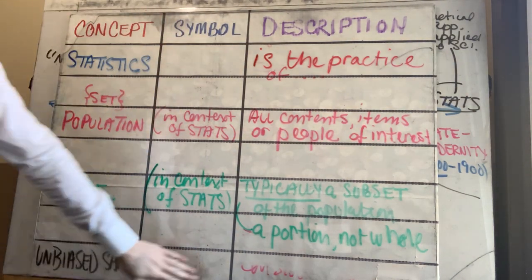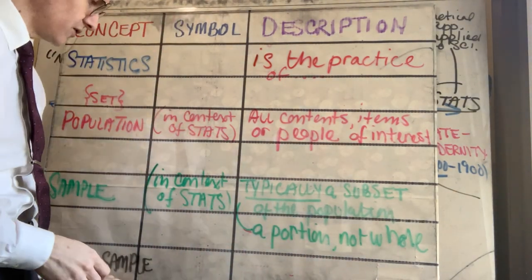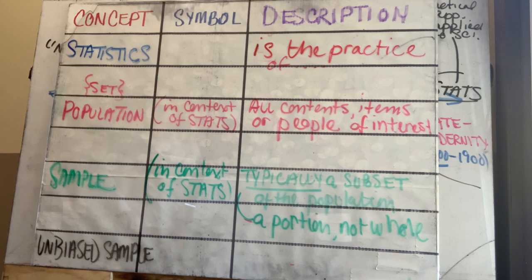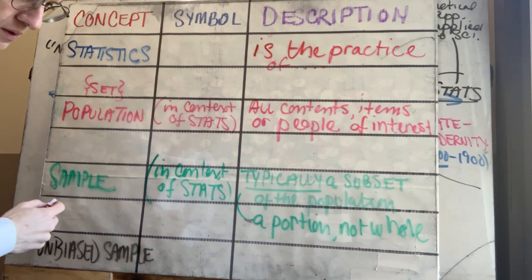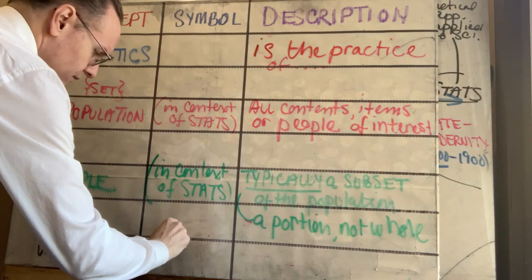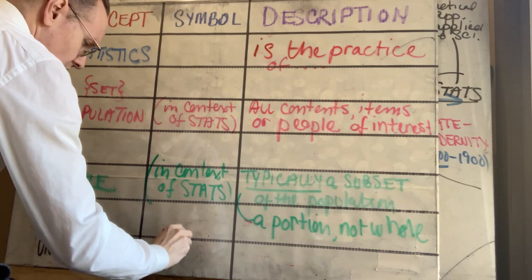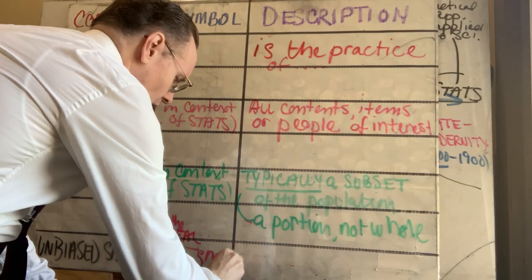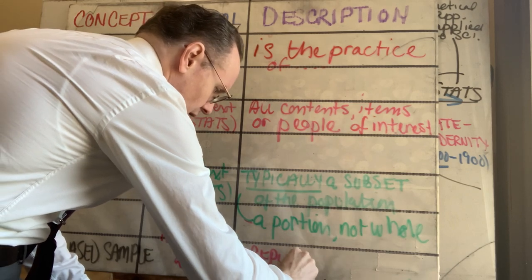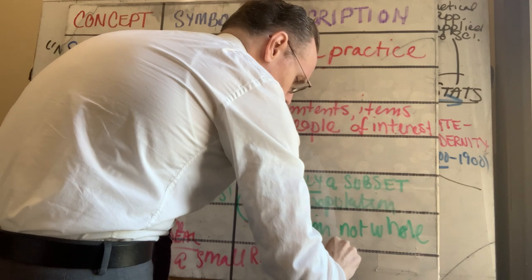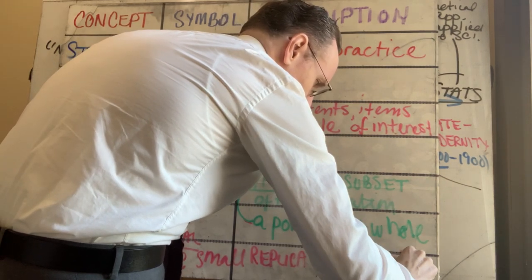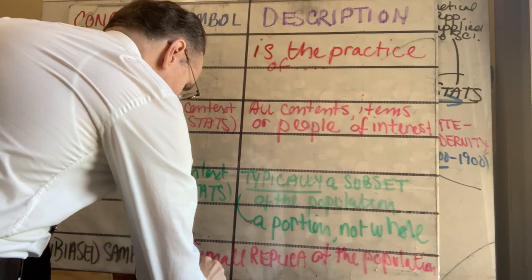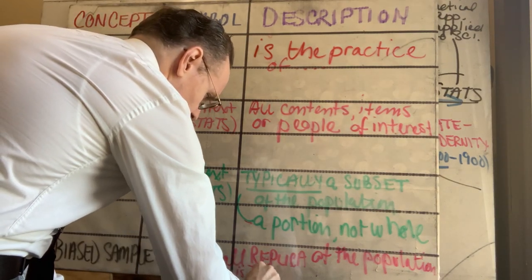And then there's an unbiased subset. I need the space for this, and I'll write it in red to make it a little easier to read. Ideally, this is an ideal, a small replica of the population that is truly representative.